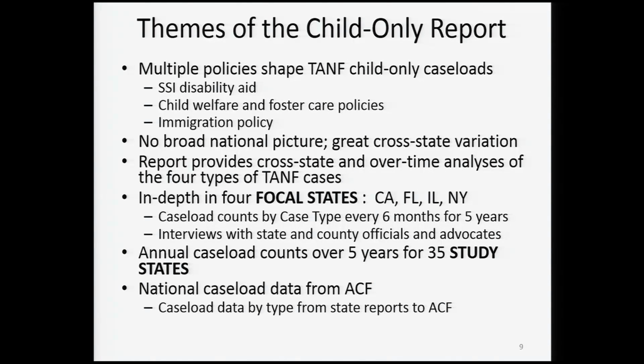The report provides cross-state and over-time analyses of the 4 types of TANF cases, including adult cases. And then we look in depth at 4 states, California, Florida, Illinois, and New York, where we have caseload counts by case type every 6 months for 5 years, interviews with state and county officials and advocates, and caseload and policy-focused survey data from TANF administrators. We also spent a fair amount of time on caseload counts for 5 years annually for 35 states from which we were able to retrieve that information, and national caseload data from the ACF.